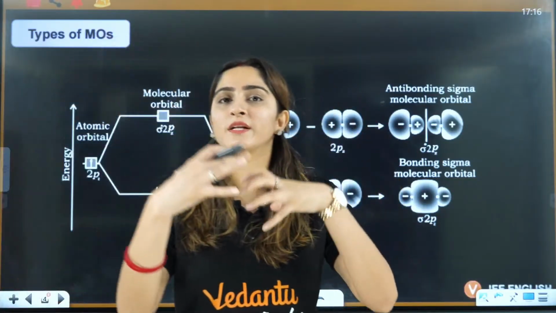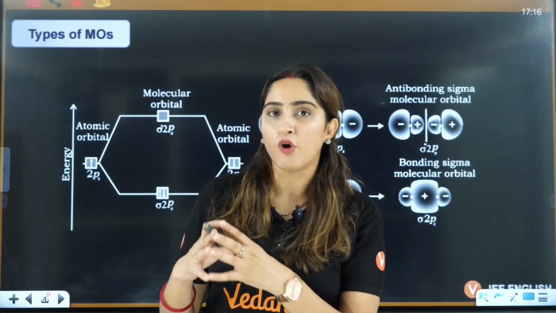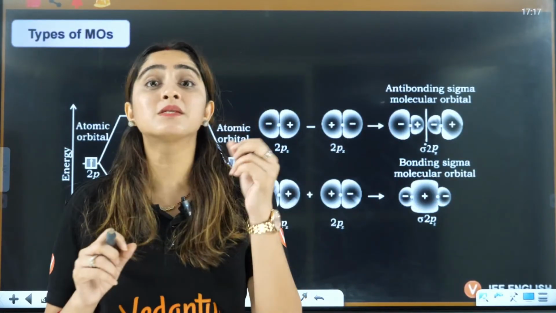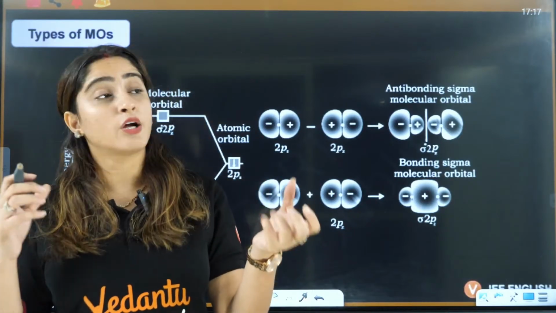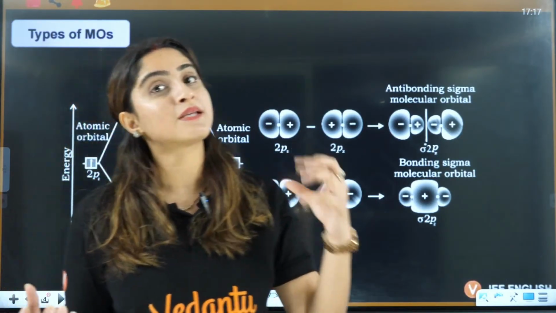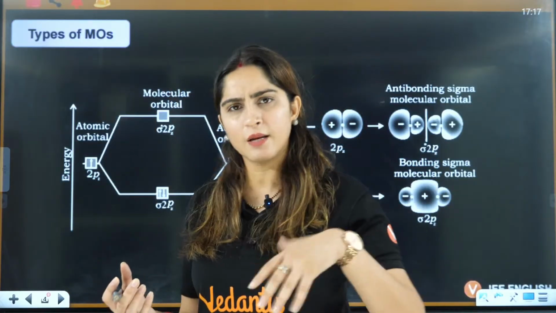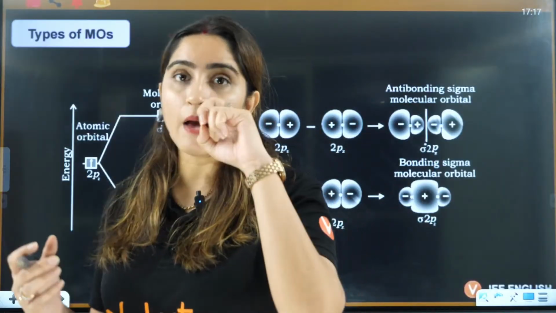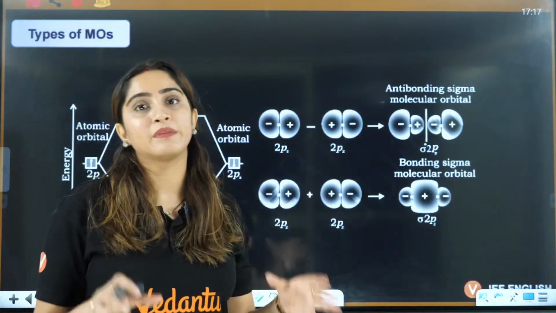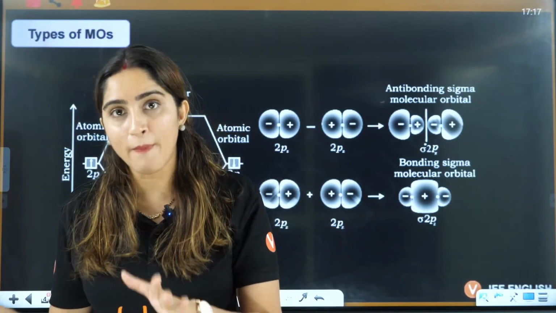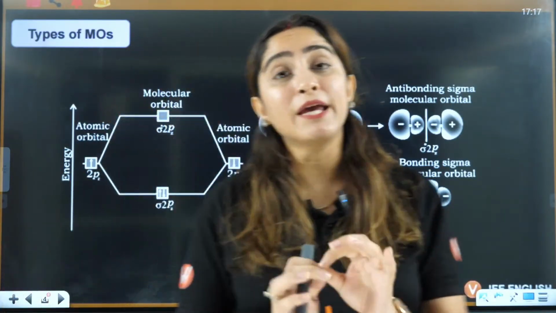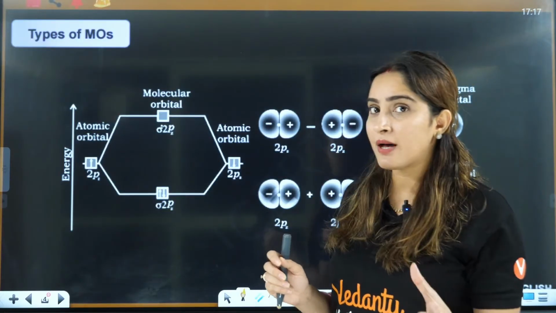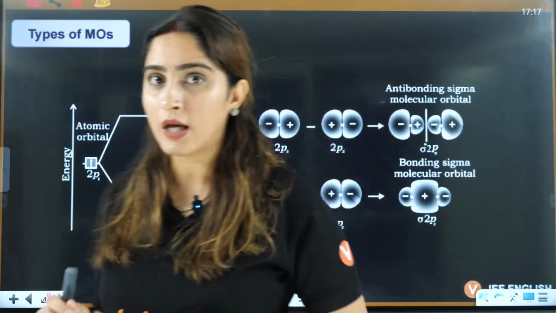So atomic orbitals will combine and form molecular orbitals. Like 1s and 1s will combine and form sigma 1s. 2s and 2s will combine and form sigma 2s. Sigma 2s and sigma star 2s, both can form. But now the question is, when p orbitals combine, will they form sigma or pi? When p orbitals combine, both are formed: sigma, sigma star and pi, pi star.